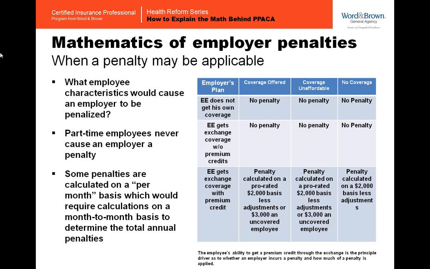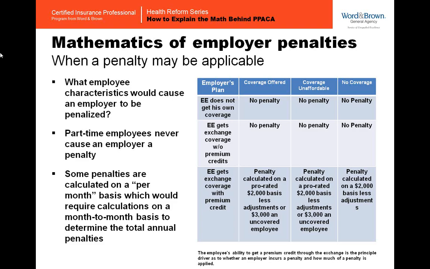Here would be a classic example. Let's say I had a firm of 60 very highly paid engineers, all single, to make it simple. I'm paying each of the engineers around $90,000 a year. I give absolutely no health insurance. All of them go to the exchange and ask to buy coverage, and all of them are told you can buy coverage, but you'll get no government help. You make too much money. Then the employer gets no penalty.